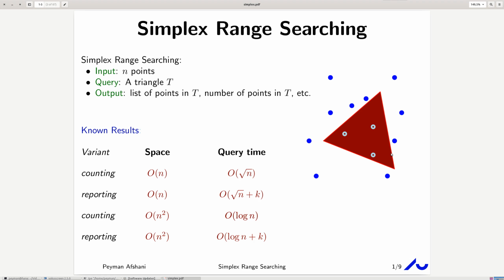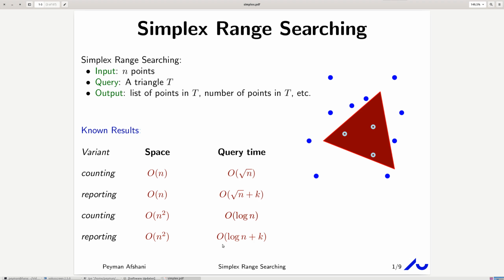In general, you have two categories of solutions. You have the low space solutions. These solutions take linear space and the query time is roughly square root of n. So if you want to count the number of points inside the triangle, you spend square root of n time. If you want to report, it's square root of n plus k, where k is the size of the output. Obviously, the plus k part is optimal because to list the k points, you need to spend k time anyway. But the square root of n is high.